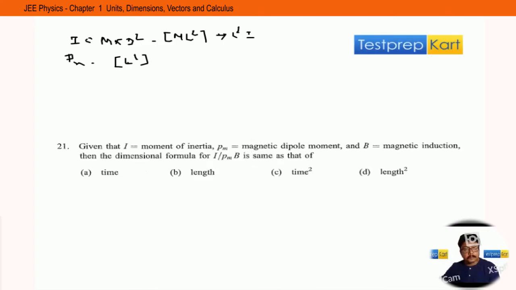So I'm opening another tab. So magnetic dipole is I L square A, and magnetic induction is B. The magnetic induction is M T to the power negative 2 I to the power negative 1. So now the first test question is I by M B. What is the dimension of I? It can be written ML square, right?